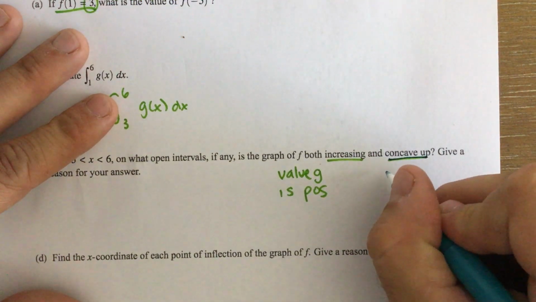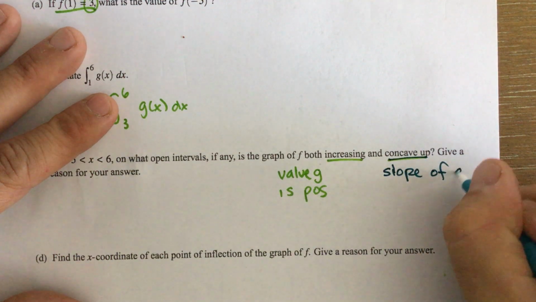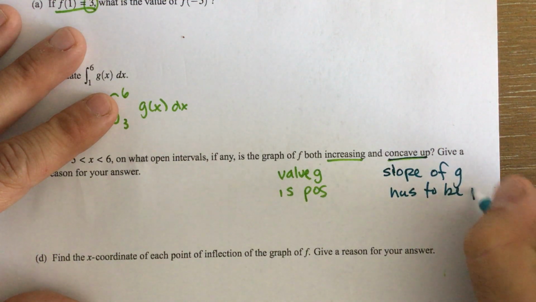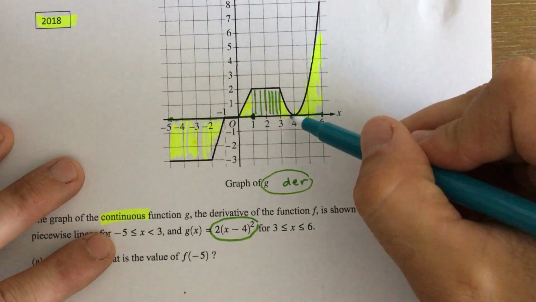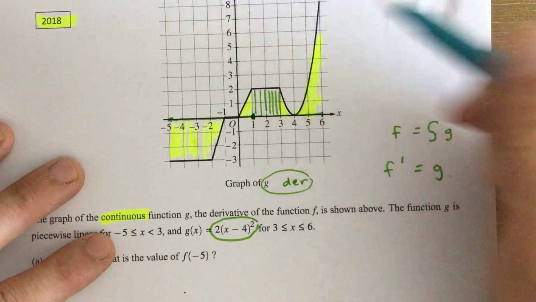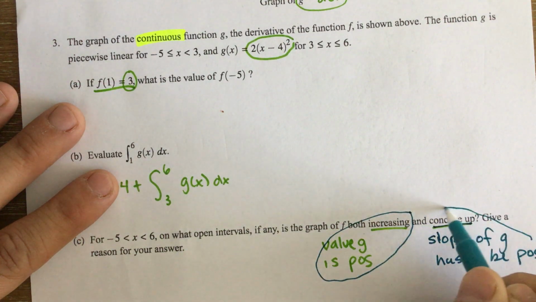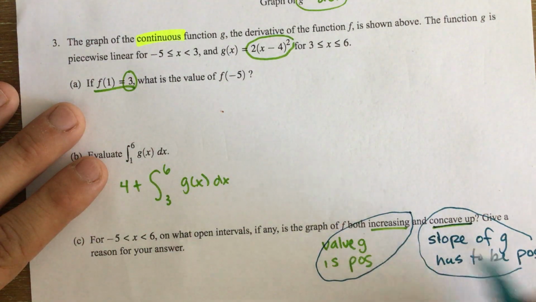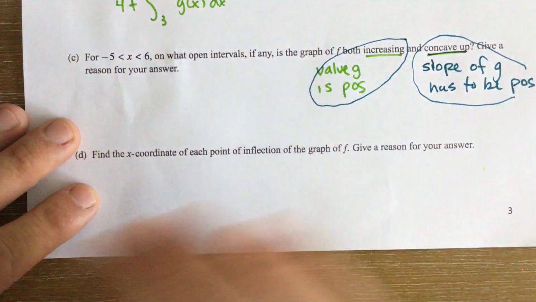So for concave up, I'm going to write the slope of g has to be positive. And so we're looking for, where is the slope positive? Positive, positive. And then this section right there, all the way to 6, is positive. Okay? So you will have to describe it, and I've basically given you the answer for the description, a reason for why you're saying it, but you have to say what x values both have the function increasing and also have concave up for f. All right?